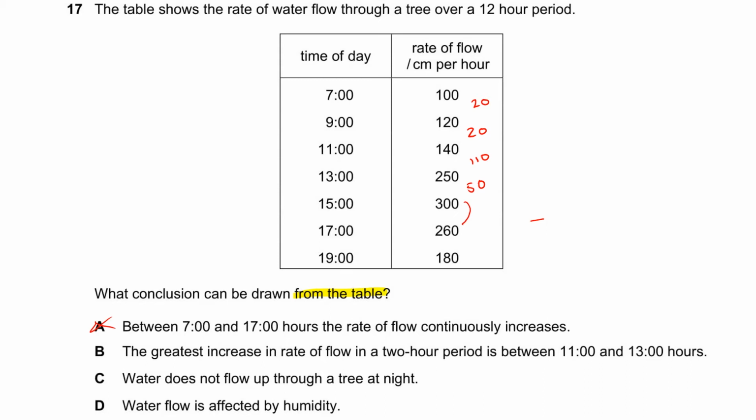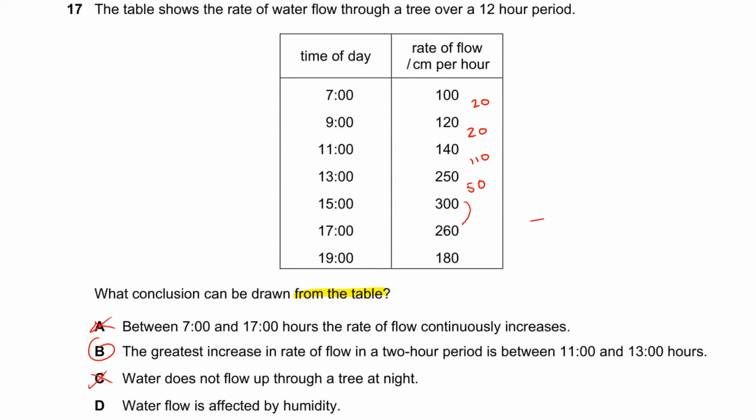Between 15 to 19, it decreases, so you don't have to find that difference. But you can see that the biggest difference is 110, which is between 11 and 13, so option B is correct. Option C says water does not flow up through a tree at night. This is wrong because the rate of flow, as you can see, is never zero, even when it is at night.